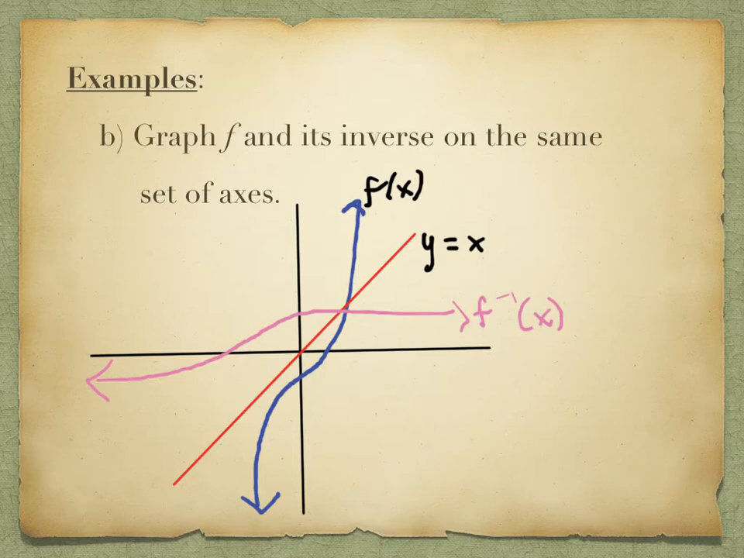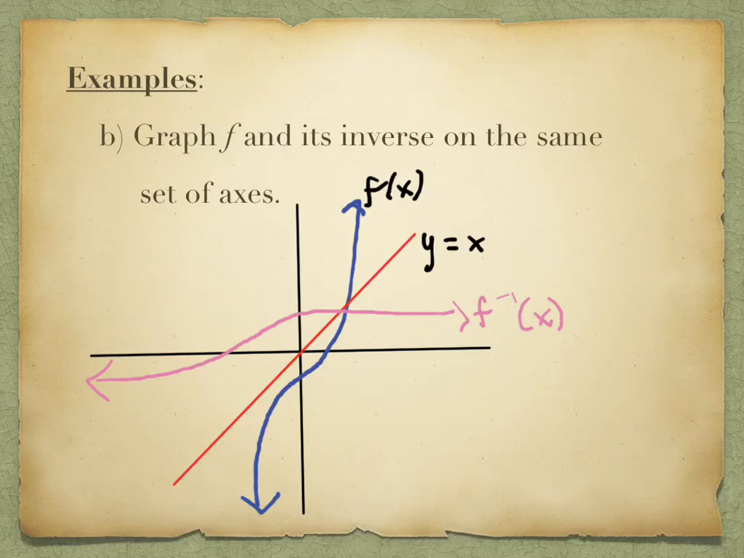Does it look something like that, but better in your calculator? Mine sort of gives the illusion that the pink graph is further away than the blue graph is from the red line, and it shouldn't look like that. It also sort of gives the illusion that the inverse is flattening out, and it doesn't really do that either. But it looks something like this in your calculator.